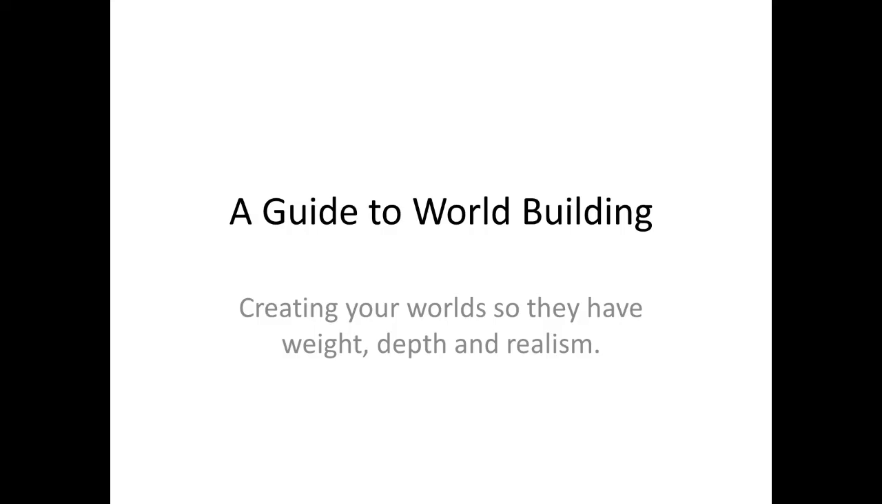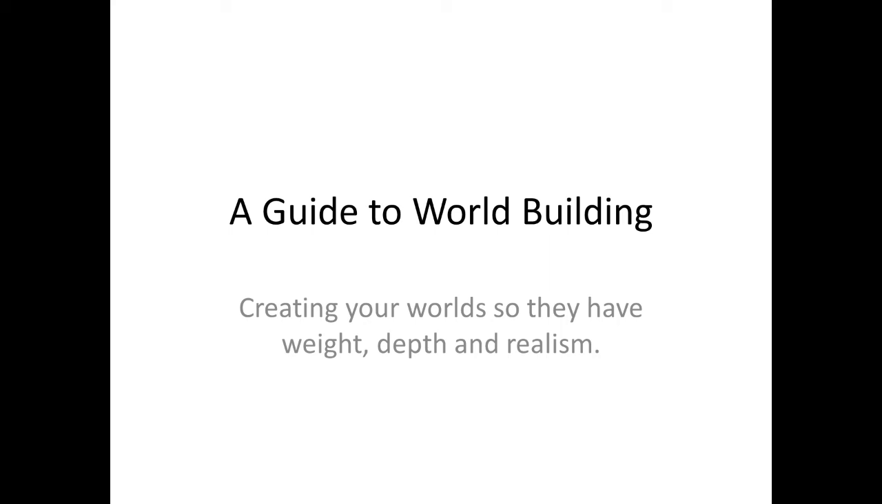So, first of all, this is a guide to creating your world so it has weight, depth, and realism. Those are the three things that every single cool fictional world has. It has weight in its histories and its characters and how history influences those characters. It has depth. If you go in there and start turning over rocks and pulling things apart and looking down into the nitty-gritty of the world, it doesn't fall apart like a sack of potatoes.